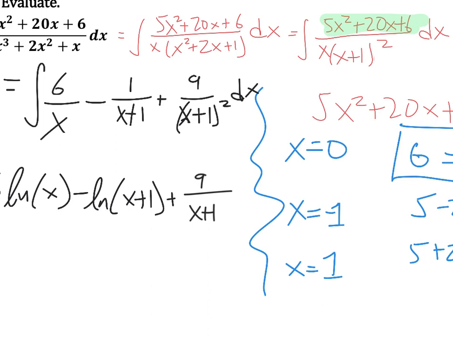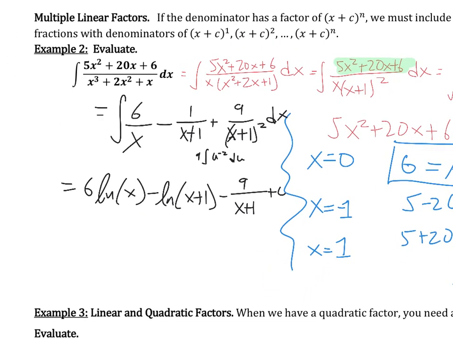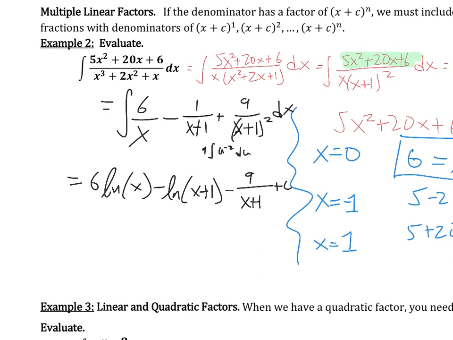So what's happening there? Here's what we have. Pulling out the 9, we've got u to the -2 du, and we are going to have a negative here. So that'll be u to the -1 divided by -1. That's where this negative's coming from, okay? And the u drops down, which is x plus 1. All right, plus c. And I think that's it. That looks pretty good.